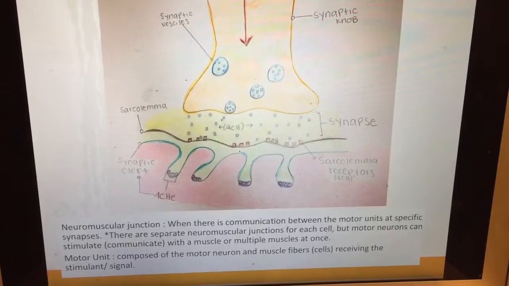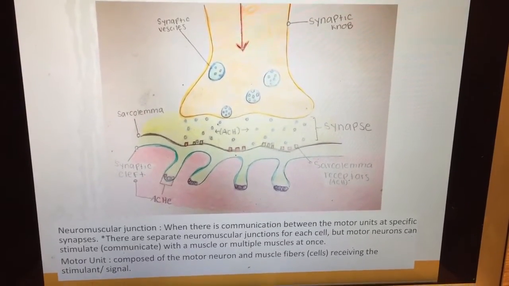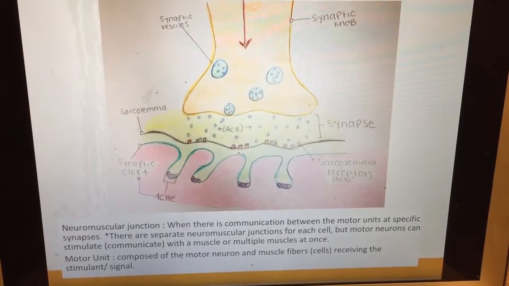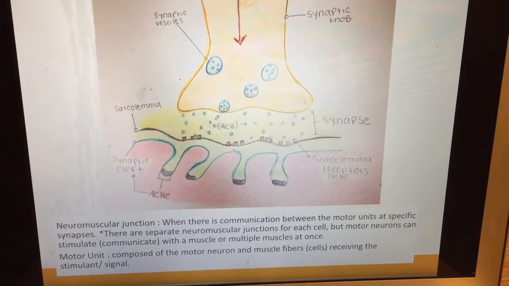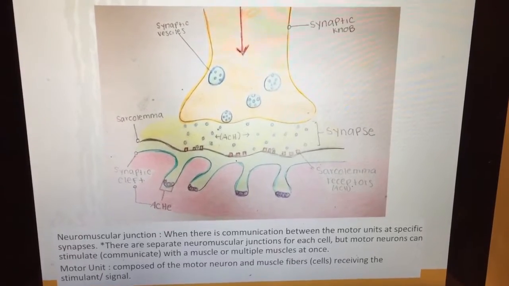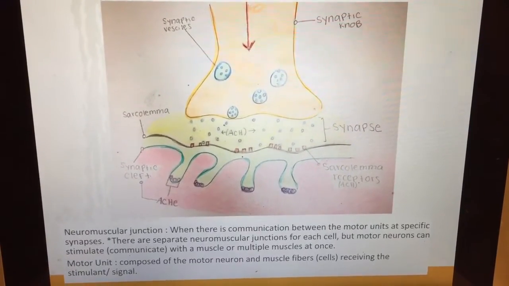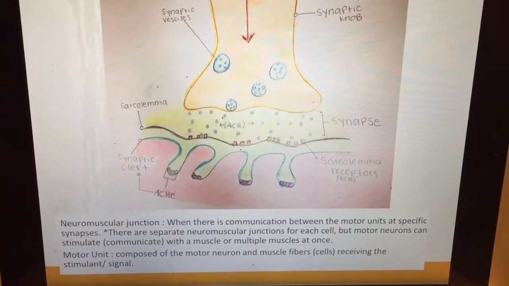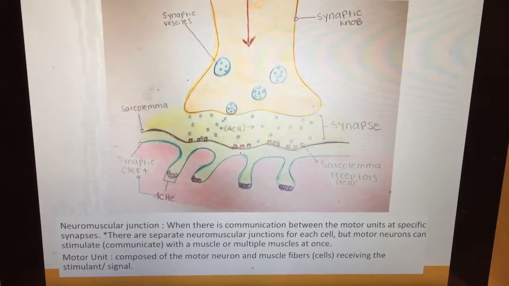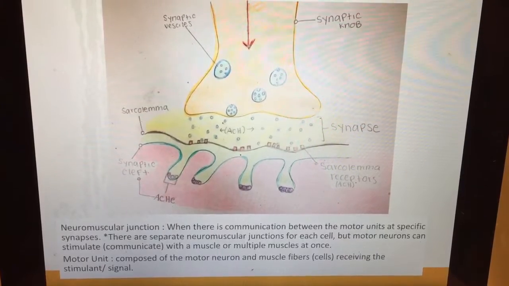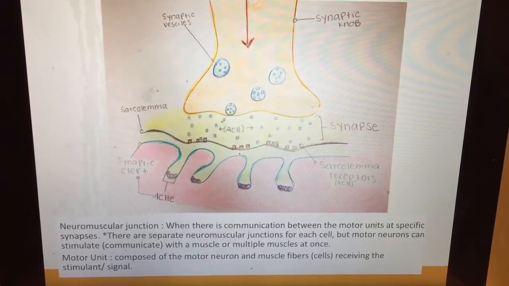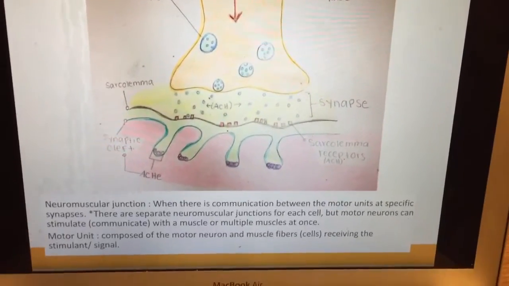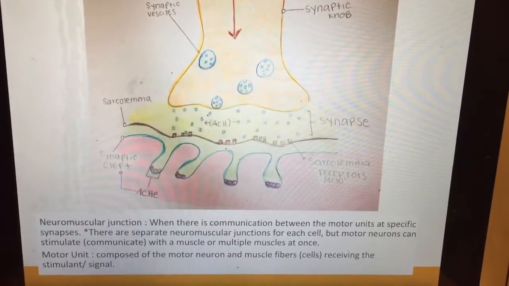Neuromuscular junction, where there is communication between the motor units at specific synapses. There are separate neuromuscular junctions for each cell, but motor neurons can communicate with a muscle or multiple muscles at once. Motor unit, composed of the motor neuron and muscle fibers, or cells, receiving the stimulant or signal.